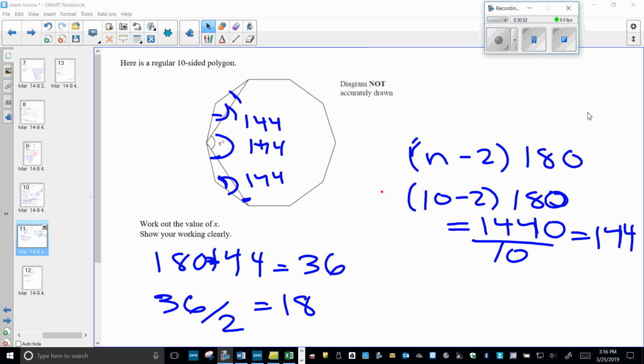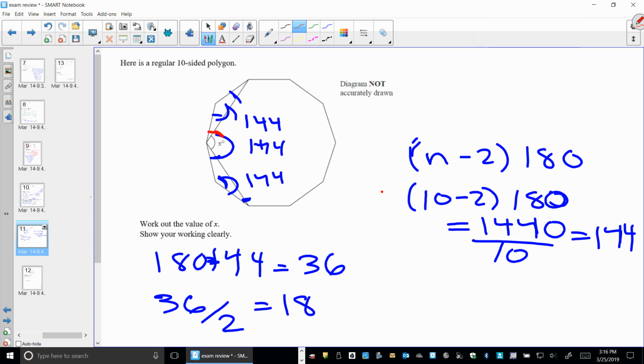Okay, you good? Yes. So then, different color now. We know that these smaller angles are equal to 18. So these will both be 18. And then, since you know this whole thing is 144, we do 144 subtract 18, and subtract 18 again to find what x would be.